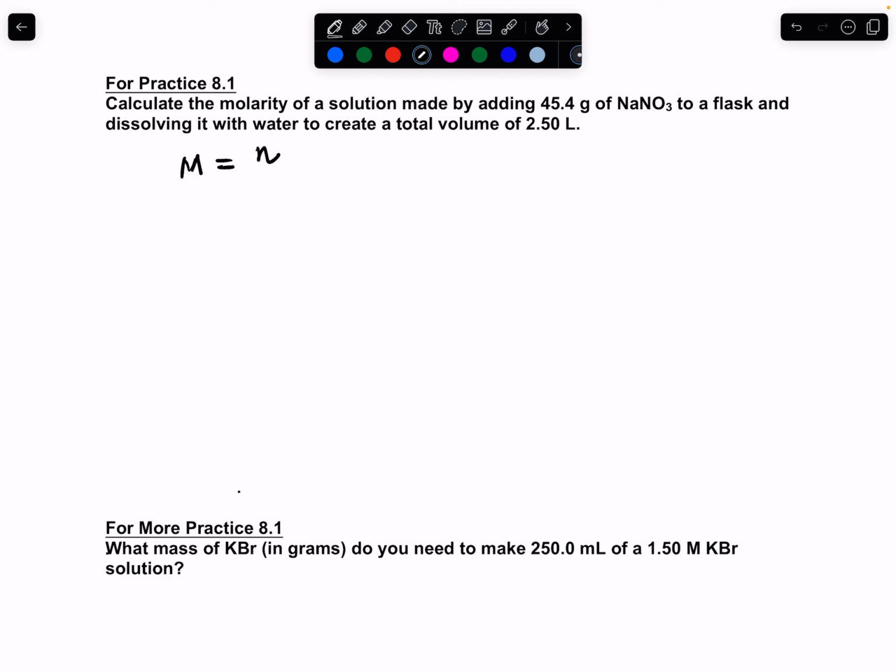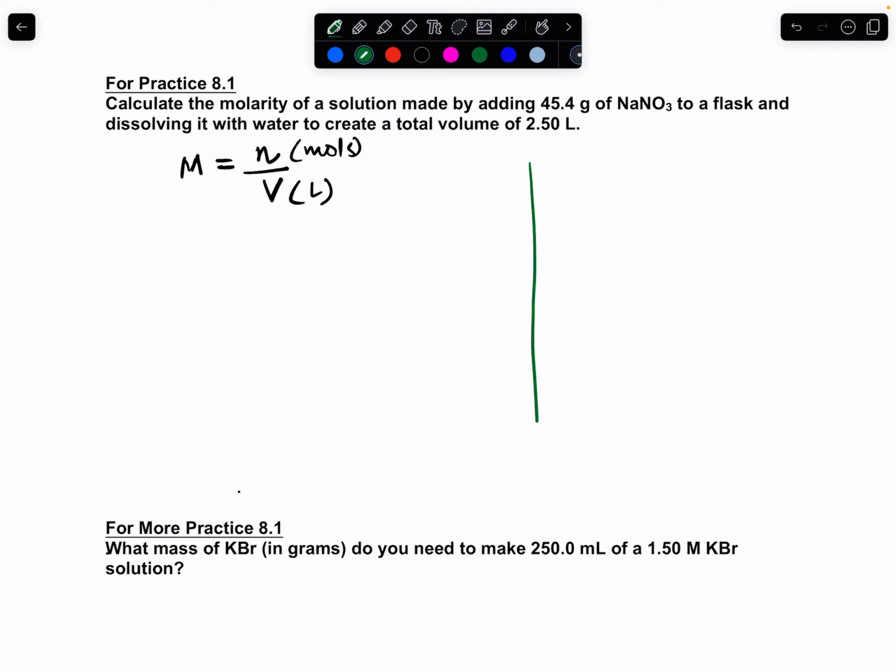So first and foremost, to solve for the molarity, we need to know that molarity M is equal to number of moles N over the volume. It's important to know that N is the moles, and V is the volume in liters. The volume is already given to us in liters. Moles is not given to us.